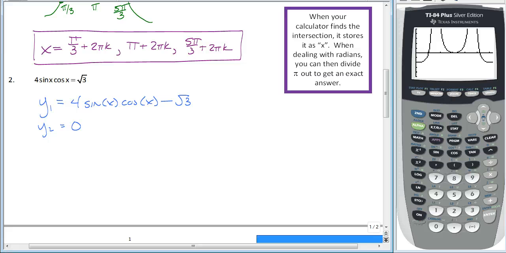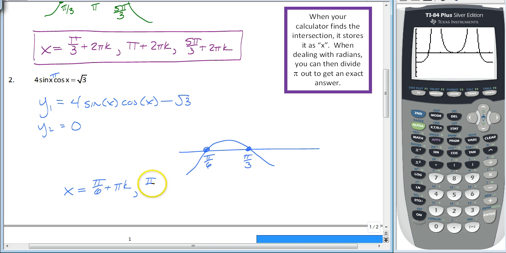Now you've got to think about your period here. We only have a sine times cosine, which, you remember, has period pi. From there, all you have to do is type it in your calculator. You're going to get a little graph that looks like this, and all you're going to do is find the intersections, which are pi over 6 and pi over 3. Then you just write your final answer: x is equal to pi over 6 plus pi k and pi over 3 plus pi k. And that's it. You're good to go for this example.